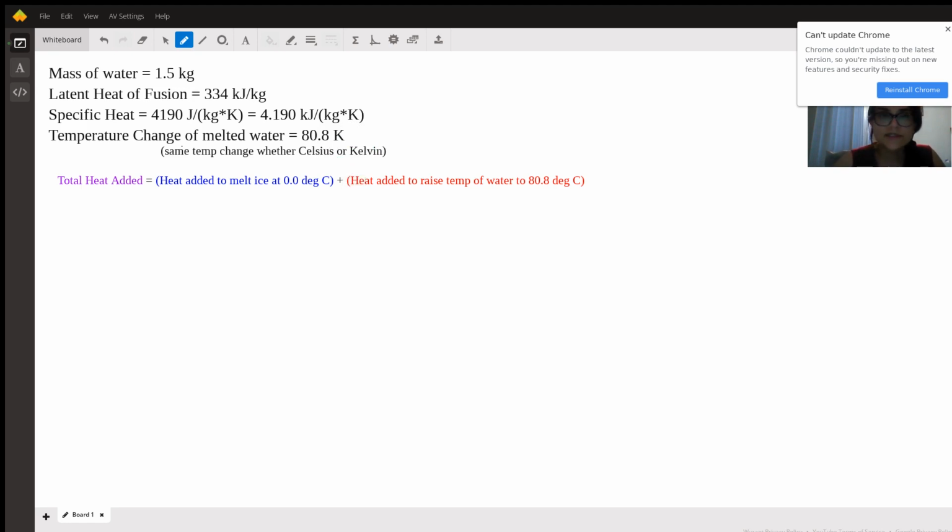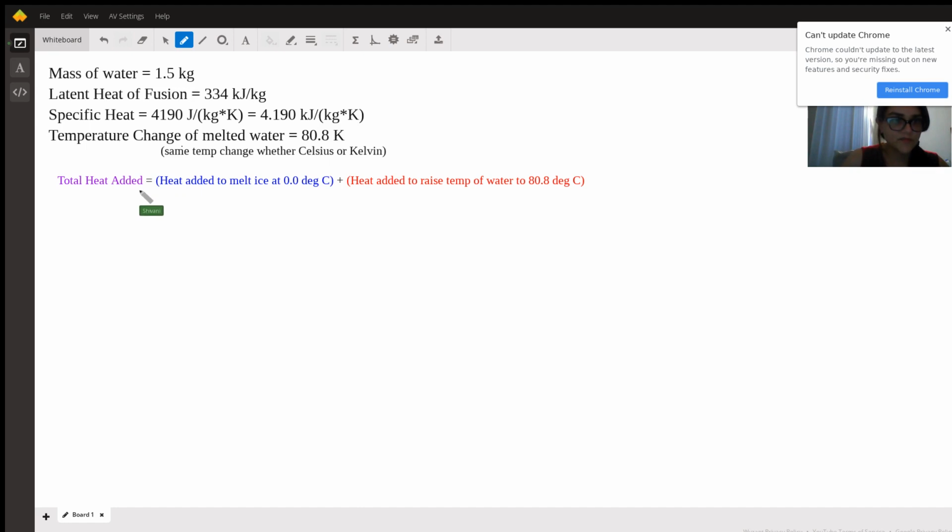And even though Celsius has to be converted to Kelvin, the temperature change is always going to be the same, whether it's Celsius or Kelvin. This makes sense because when you're converting between the two temperature units, you're only adding or subtracting. So the temperature change is always going to be the same. Just a thing to keep in mind for future problems.